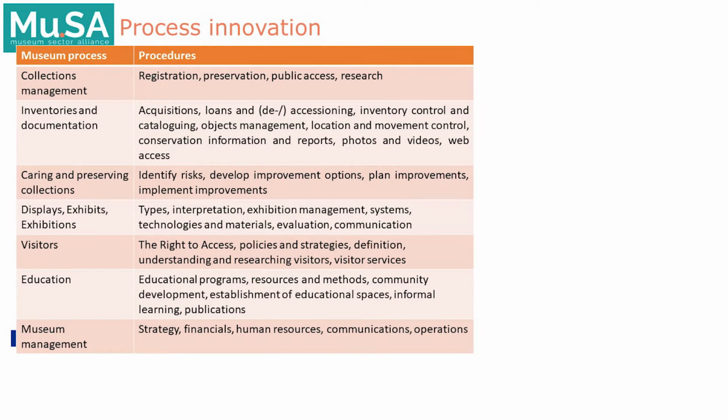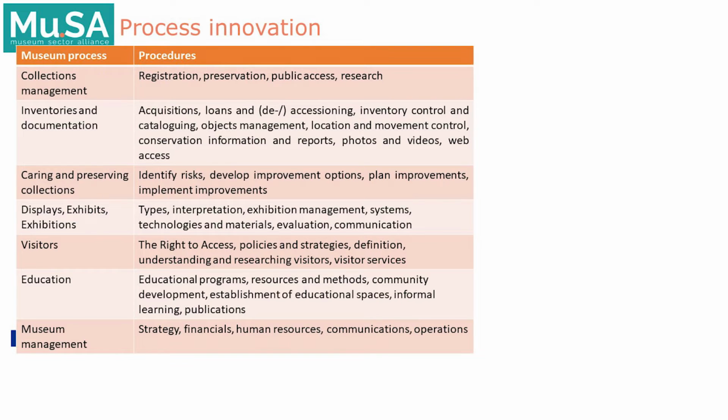The inventories and documentation process, a sub-process of collections management, includes mainly the following procedures: acquisitions, loans and accessioning, which are methods to obtain objects and collections; deaccessioning and disposals in order to remove objects from the collections; inventory control and cataloging, which relates to the development and use of information about the separate collections objects; objects numbering, labeling and marking, that relates the object with its documentation; location and movement control, so as to track the location of objects, especially due to the loans implemented; conservation information and condition reports in order to keep track of the conservation tasks; photos and videos of the museum objects; provision of access to the objects and collections through the web.